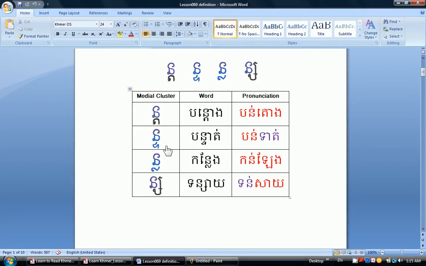This word is read ban toan. Bo no ban. Again, this no here is the ending consonant of the first syllable, ban. And to, or subconsonant to, becomes the initial consonant of the second syllable. So to tia, to tia, ban, just like this. Ban toan.